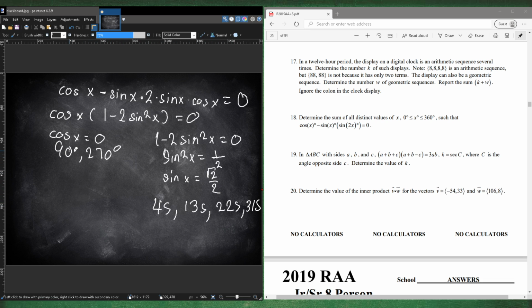Now we just need to add them all together. So 90 plus 270 is 360. 45 plus 315 is 360, and 135 plus 225 is 360. So there's three 360s, and that's a total of 1080 as your answer for number 18.